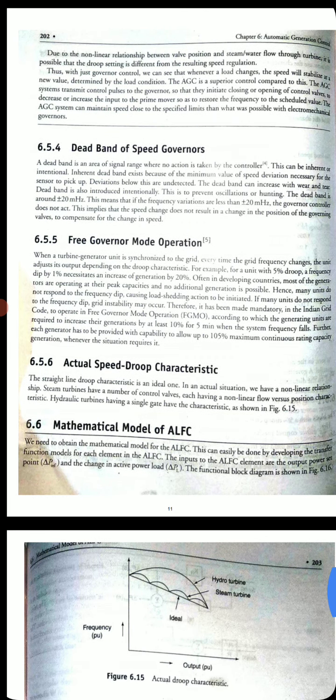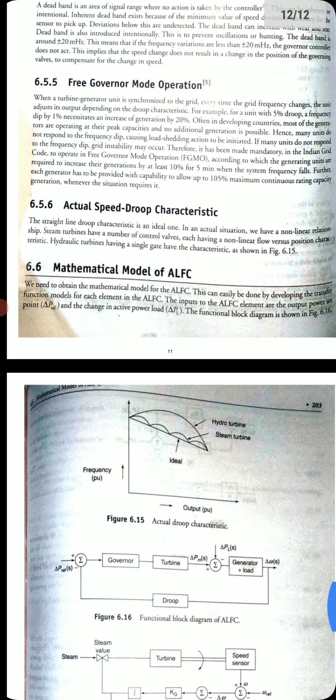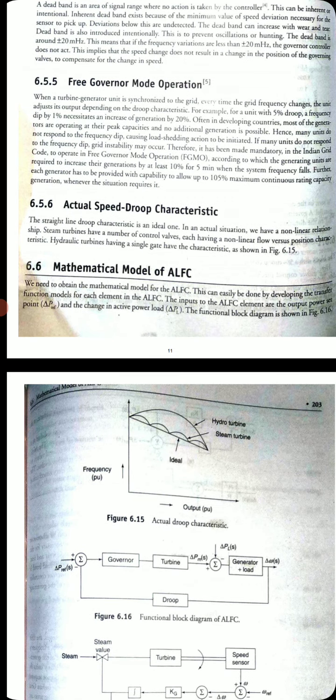The last part of the second module is actual speed droop characteristics. The straight line droop characteristic is for the ideal case. In an actual situation, we have a non-linear relationship. Steam turbines have a number of control valves, each having non-linear flow versus position characteristics. Hydraulic turbines having a single gate have their own characteristics. You can see here, the ideal is a single line which comes down, the steam turbine goes like a wave, and the hydro turbine is a bigger wave. So this is the actual speed droop characteristics.